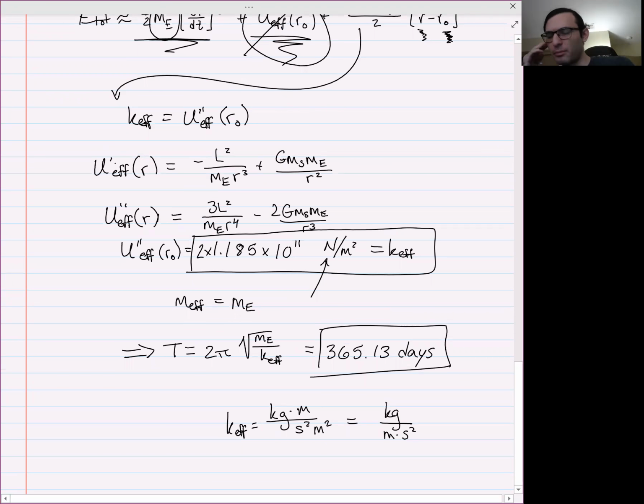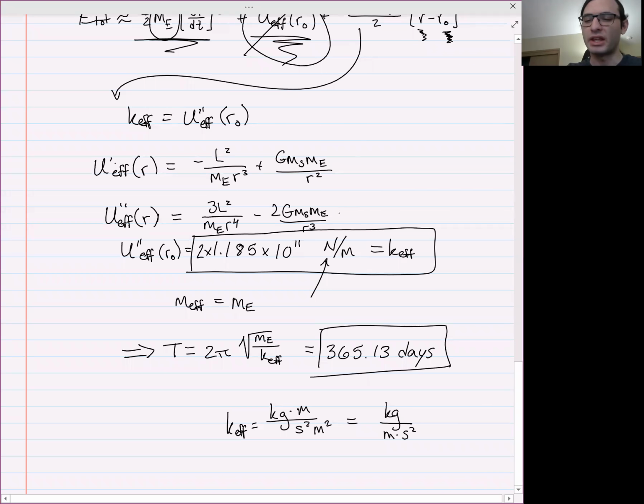Something's not right. Hold on, because the units of distance should cancel out, so I'm making an obvious mistake here. Newtons are kilograms meter per second squared. So then this should be newtons per meter. Yeah, that was my mistake.